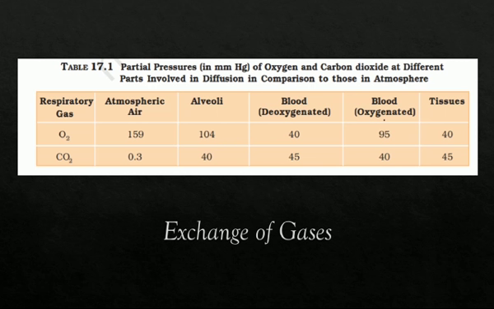Now in this graph you're seeing that respiratory gas oxygen in the atmosphere is 159 millimeter of mercury. In alveoli it's 104, in deoxygenated blood it's 40, in oxygenated blood it's 95, and at tissues oxygen is 40. Then carbon dioxide present in the atmosphere is 0.3, a very small amount, in alveoli it's 40, then deoxygenated blood 45, oxygenated 40, and tissues 45. How these figures are useful to us, we'll learn in the next slide.